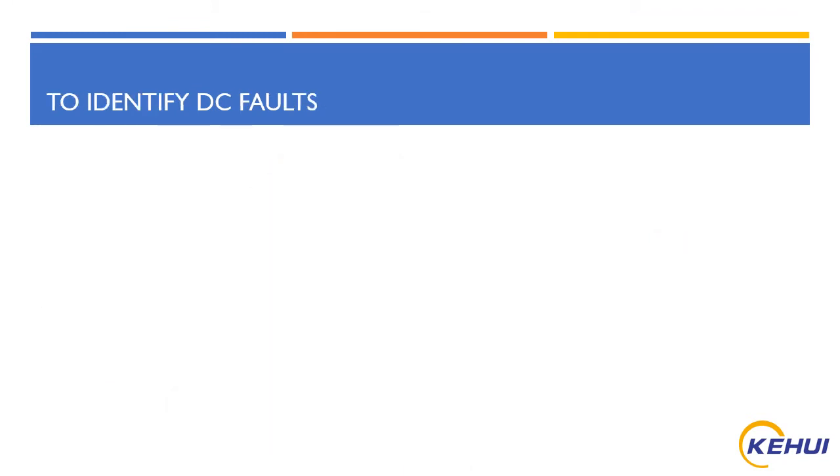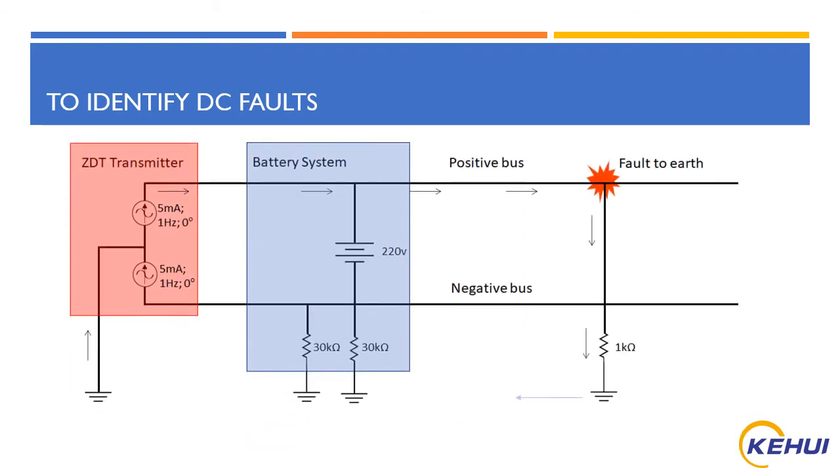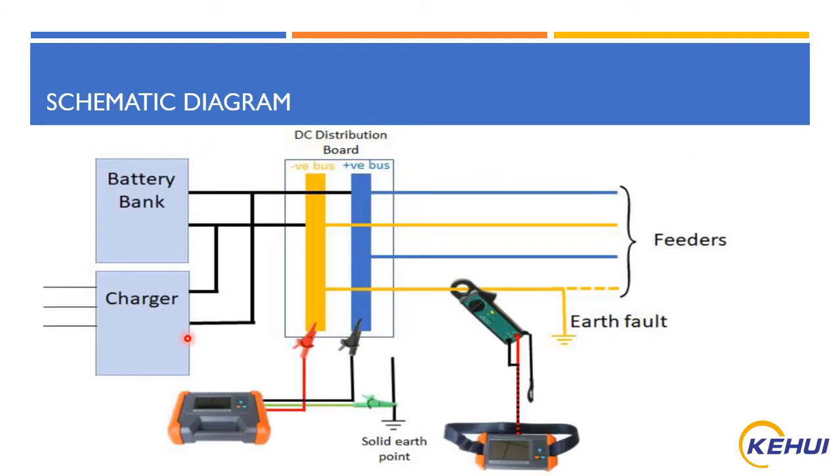So whenever we signal into the system, the signal passes through each and every feeder and it takes a return path through ground to our equipment or the transmitter, which makes a closed loop so that we can exactly pinpoint the faulty feeder as well as the fault location. If you consider this circuit, we inject a low frequency pulse into each feeder.